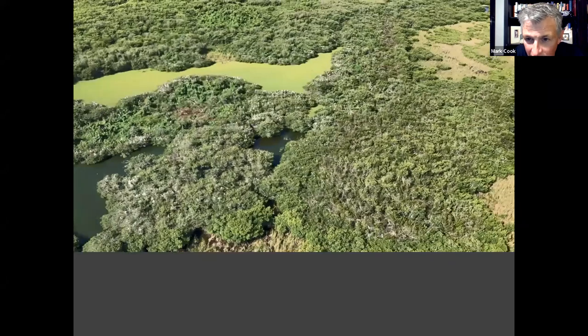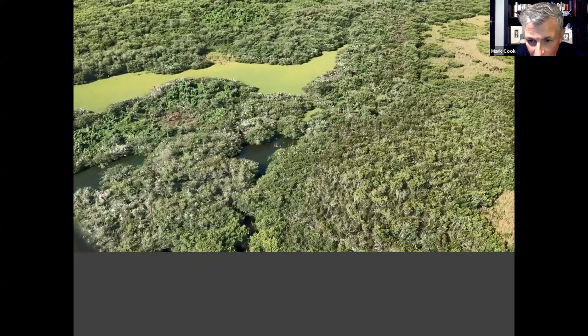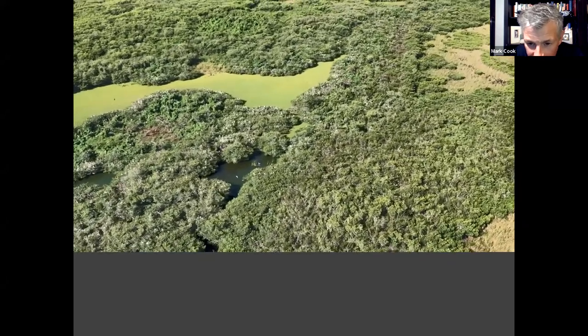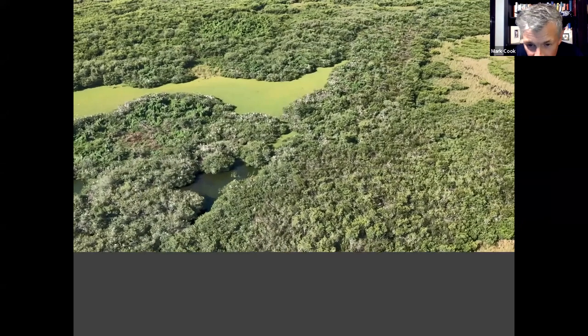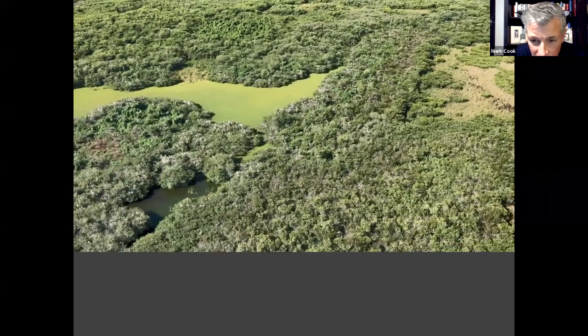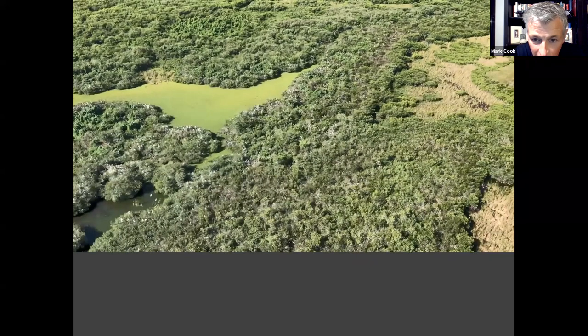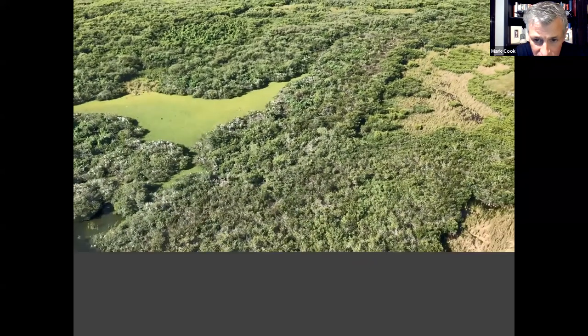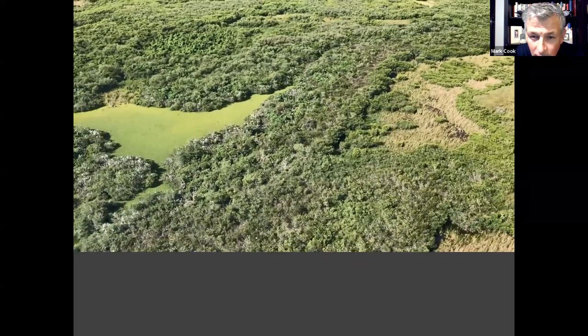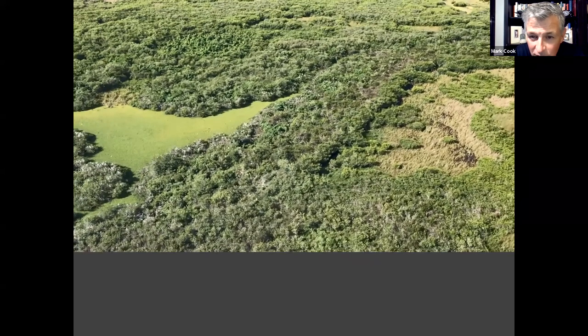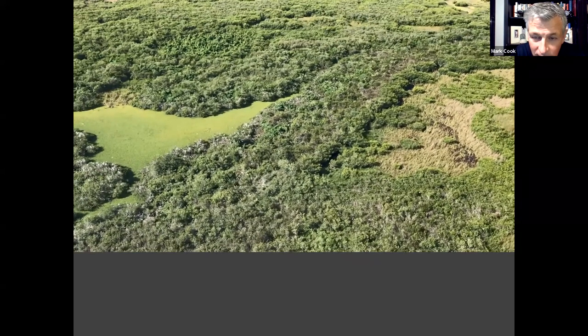And now we're flying over on the right-hand side. This is the white ibis neighborhood. And many of these nests are hidden under the trees. There were approximately 20,000 white ibis nests around here in this particular region. And it just keeps going and going.